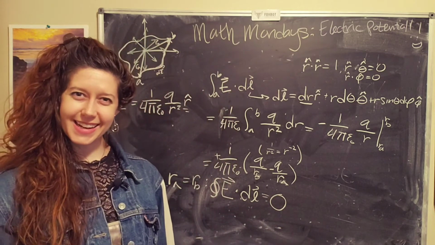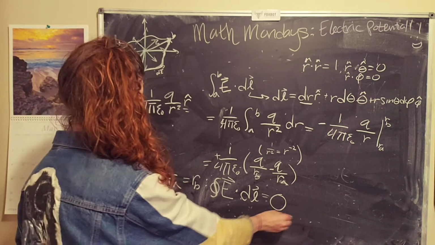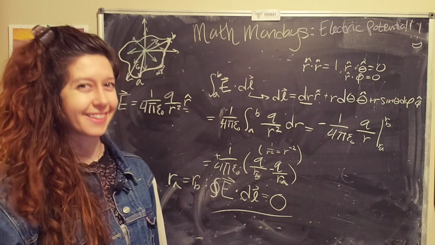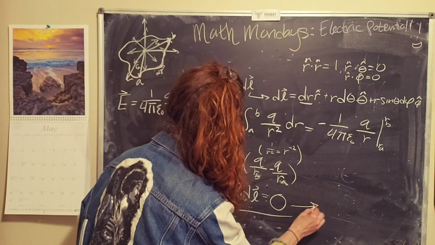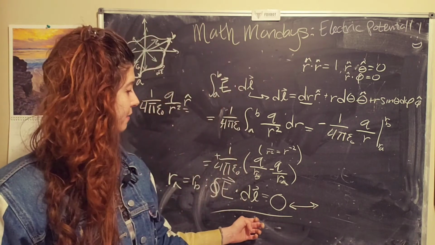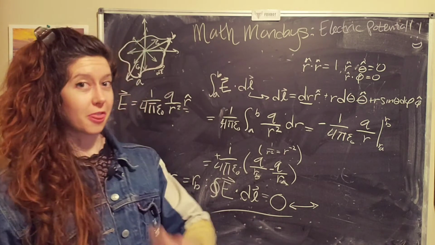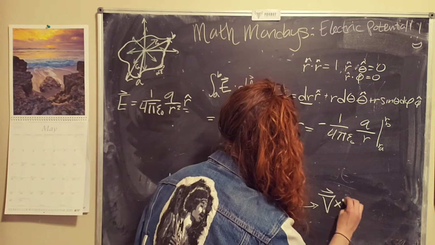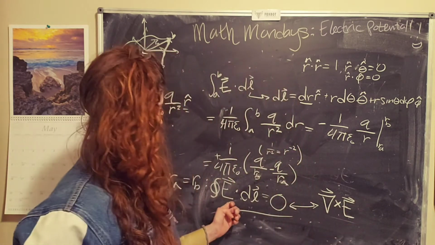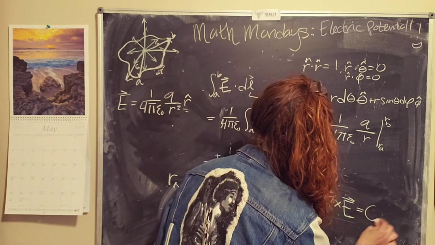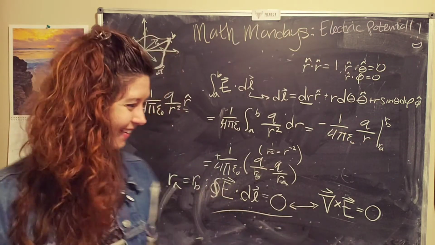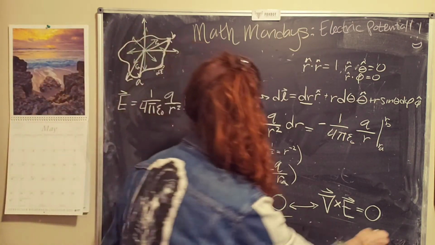Hey, wait a second, I think there's a theorem that has to do with this. Hey, yeah, there is. Stokes's theorem says that if this is true, then the curl of that vector is also 0. Woo, we did it, yay. Okay, cool. Okay, we're done, right?